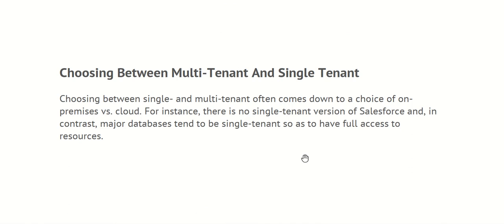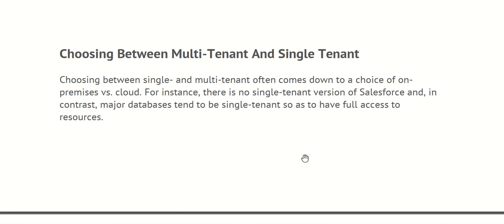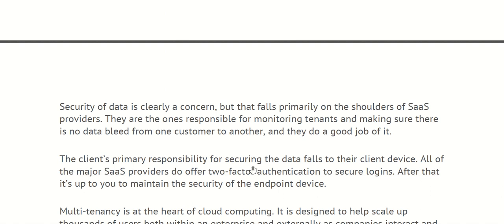Choosing between multi-tenant and single tenant. This is one good topic. Choosing between single and multi-tenant often comes down to a choice of on-premises versus cloud. For instance, there is no single tenant version of Salesforce, and in contrast, major databases tend to be single tenant so as to have full access to the resources. Security of data is clearly a concern, but that falls primarily on the shoulders of SaaS providers, the software as a service providers. If I'm providing software as a service, it's my responsibility to take care of the security of my data.